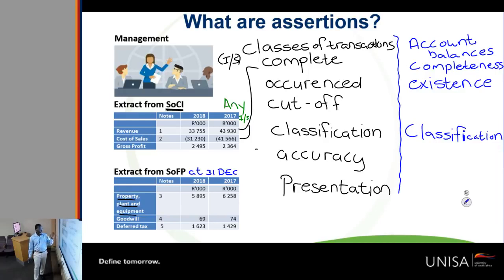When management prepares the statement of financial position for property, plant, and equipment, they are asserting that the amounts are accurately valued: accuracy, valuation, and allocation. Allocation.